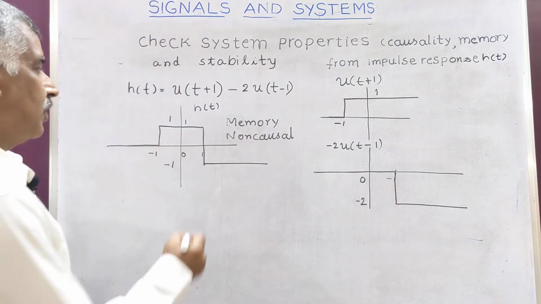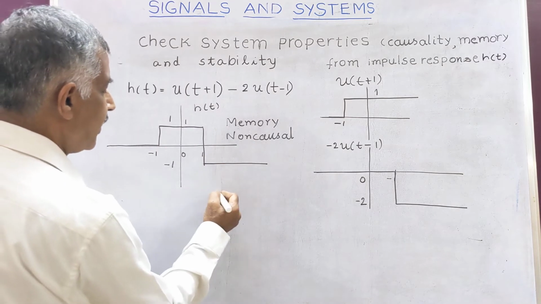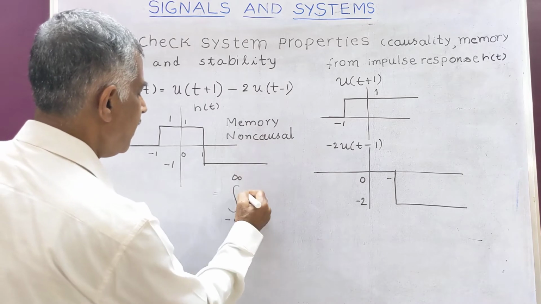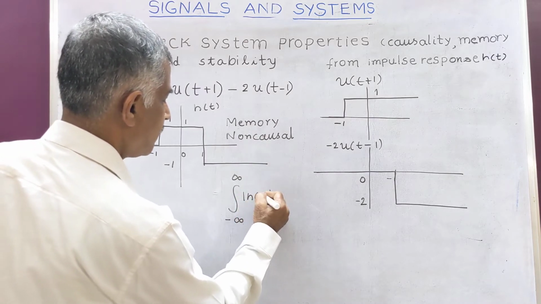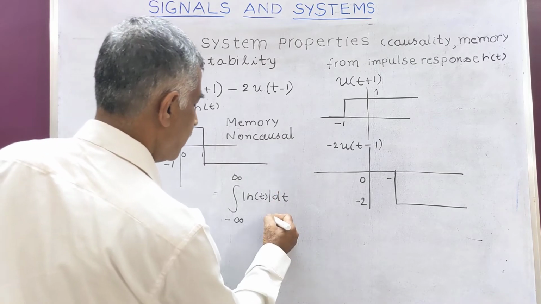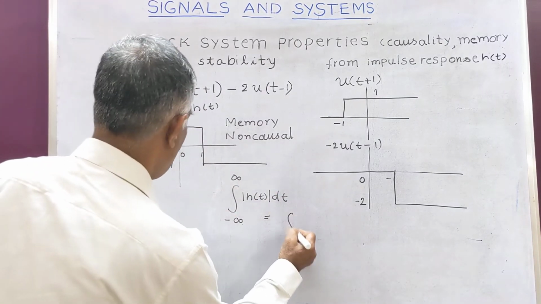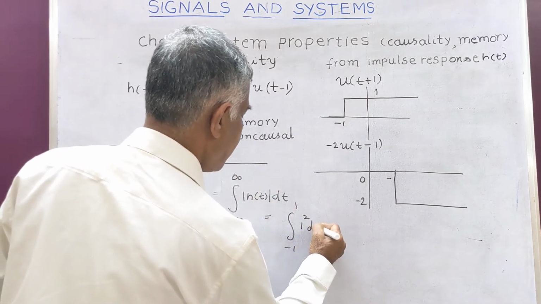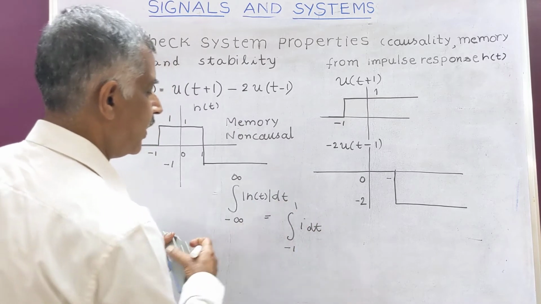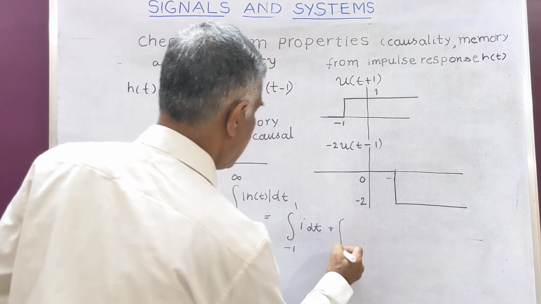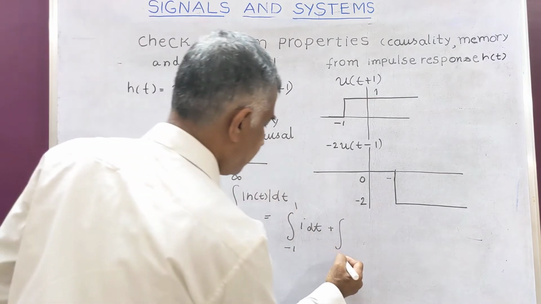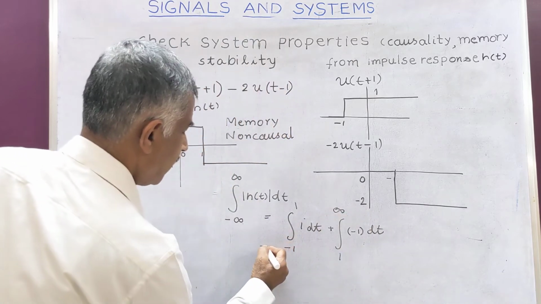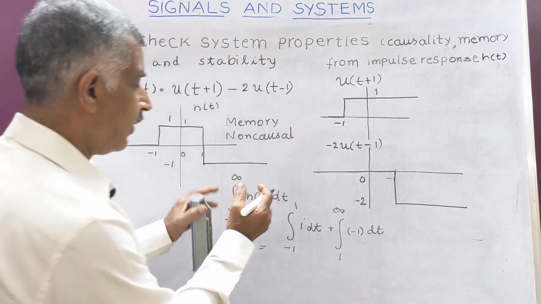Next, for stability, we have to integrate from minus infinity to plus infinity of mod h(t) dt. From minus 1 to 1, its value is 1, so the integral of 1 dt, plus from 1 to infinity, its value is minus 1. If it is stable, we have to get a definite value for this.